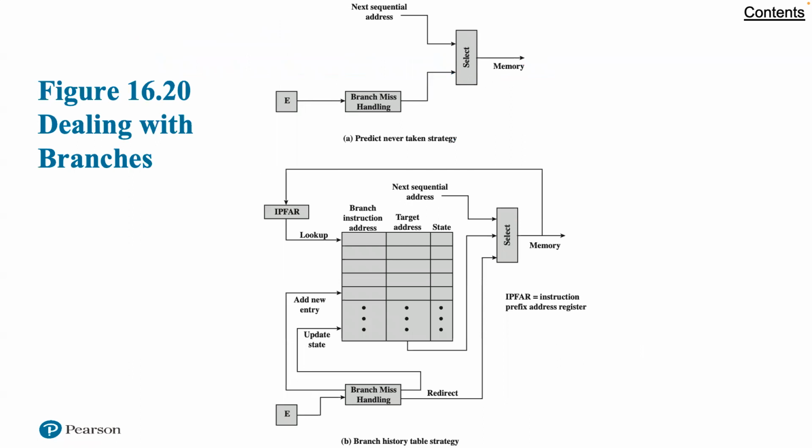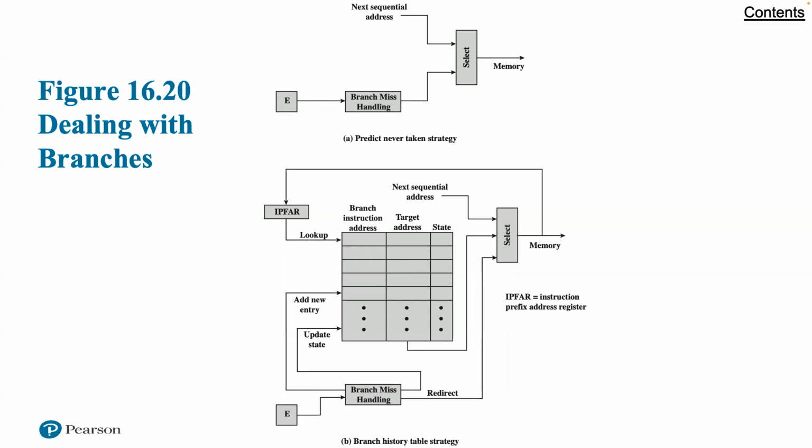Contrast this scheme with a predict never taken strategy. With the latter strategy, the instruction fetch stage always fetches the next sequential address. If a branch is taken, some logic in the processor detects this and instructs that the next instruction be fetched from the target address, and that is in addition to flushing the pipeline.